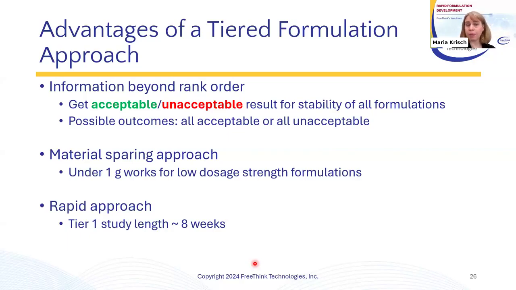And it's a rapid approach. So it depends how many tiers you have, how long it takes, but a tier 1 study length is usually about 8 weeks, right? So you can get a formulation that you can move forward with, or maybe several, within 8 weeks.